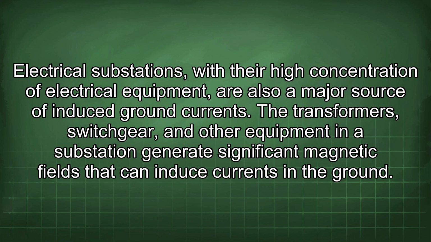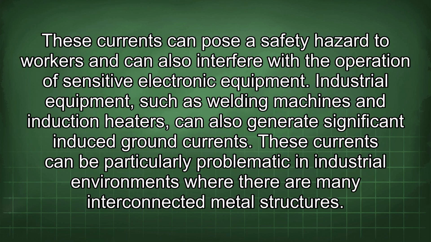The transformers, switchgear, and other equipment in a substation generate significant magnetic fields that can induce currents in the ground. These currents can pose a safety hazard to workers and can also interfere with the operation of sensitive electronic equipment. Industrial equipment, such as welding machines and induction heaters, can also generate significant induced ground currents. These currents can be particularly problematic in industrial environments where there are many interconnected metal structures.